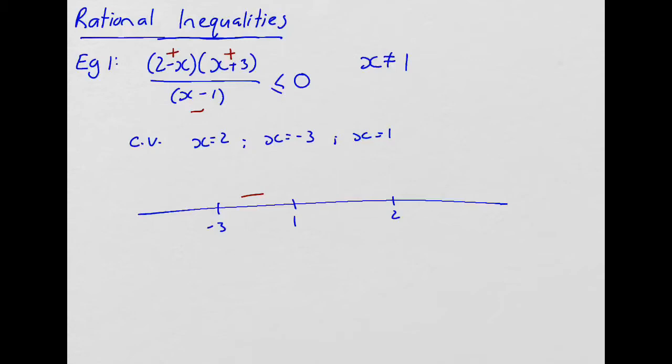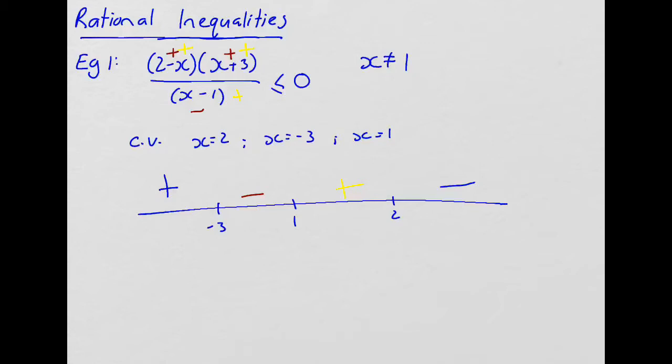Now if I try, let's use yellow, a value between 1 and 2, then we're going to say, let's say 1.5. So 2 minus 1.5 is a half, which is positive. And then 1.5 plus 3 is 4.5, which is positive. And 1.5 minus 1 is a half, which is also positive. So we get a positive between 1 and 2. All right, I'm not going to test further values, but if you choose something greater than 2, you'll see you'll get a negative. And if you choose something less than -3, you'll get a positive answer.